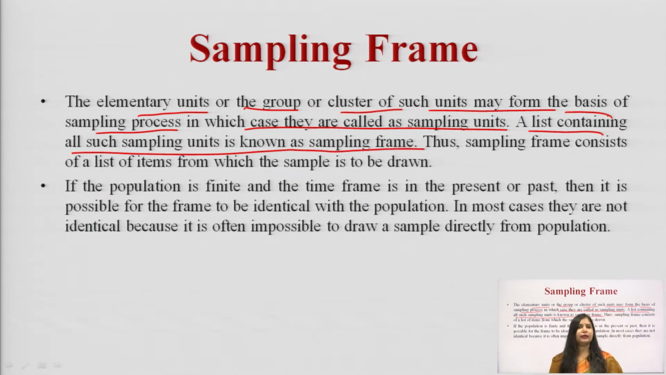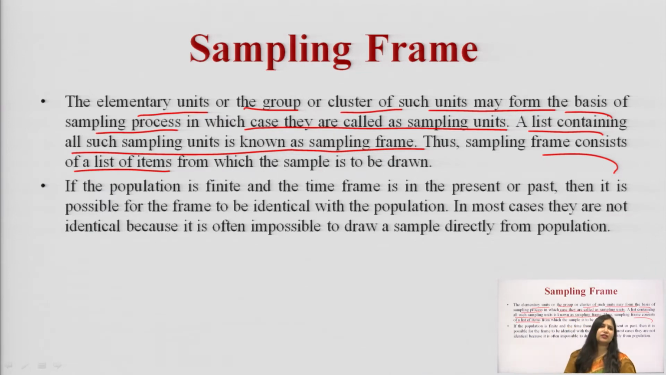Suppose there are 10,000 schools in a state, and you want to understand how these schools are focusing on sports. Those 10,000 units mean one single unit is a school. So all those 10,000 units may become your sampling frame on the basis of your desired criteria of the population. The sampling frame basically consists of the list of items from which the sample is to be drawn.